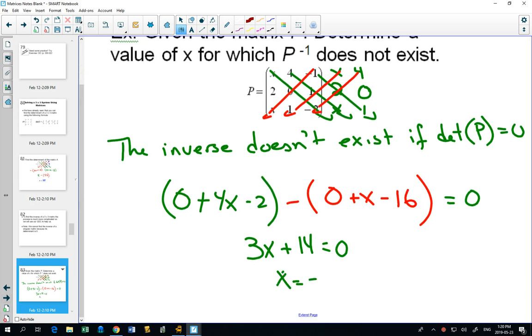And we would get, if x were negative 14 over 3, then the inverse wouldn't exist. But for any other value of x, we would have an inverse that we could find.